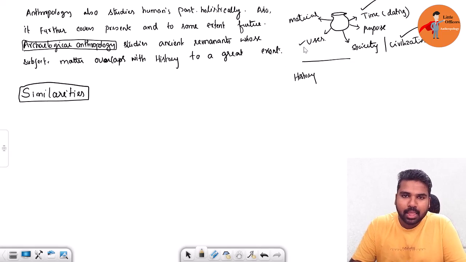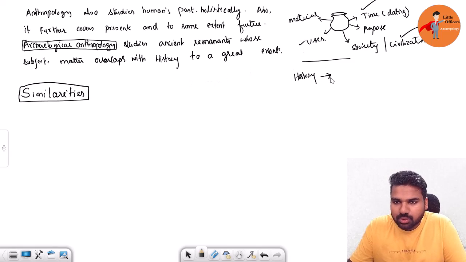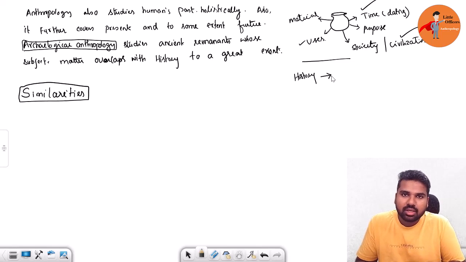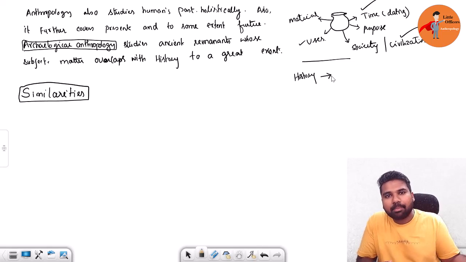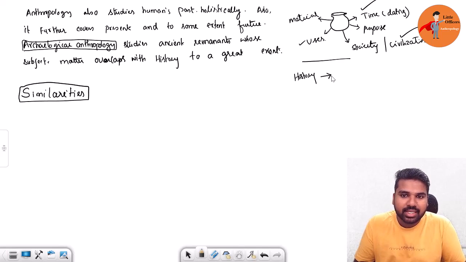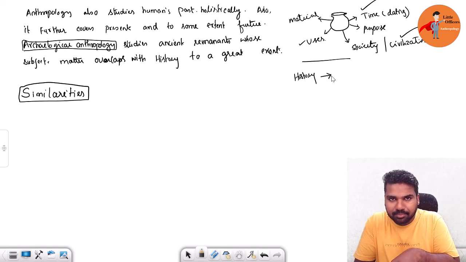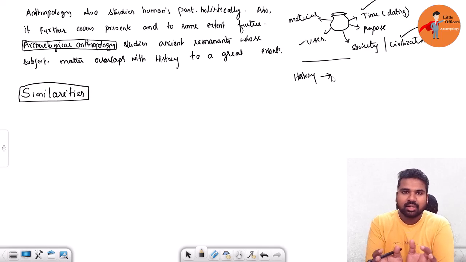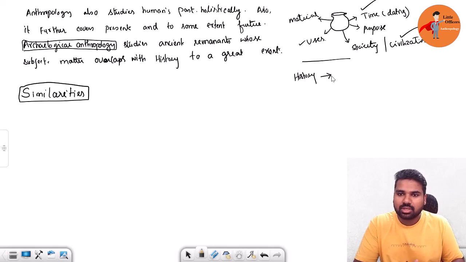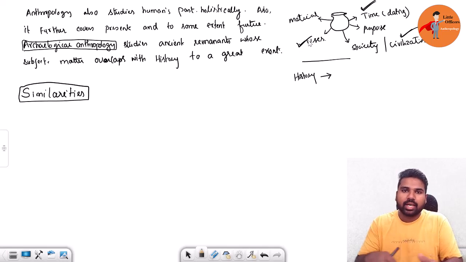Let's see why. Because history also wants to reconstruct the past events. It also wants to know what happened in the past, in a systematic way. And archaeological anthropology also wants to know what has happened and in which time period it has happened, in which civilization or society it has happened, what the characteristics of this society are. So both of them are studying the same. Only one is going a little deeper and to a larger extent, while the other is narrowing its scope and covering only those points. So here, to these elements with the tick marks, both of them are overlapping.